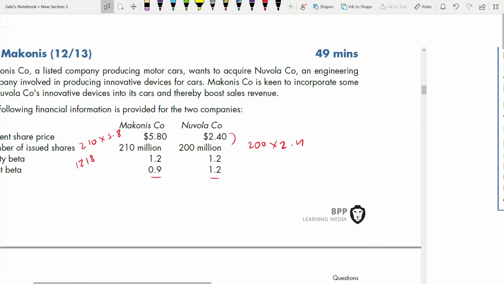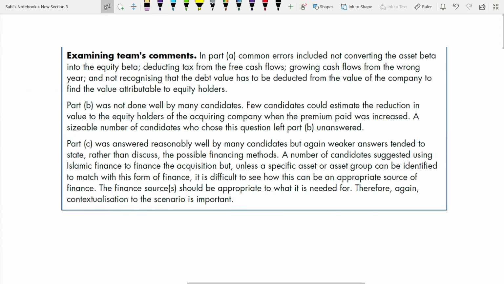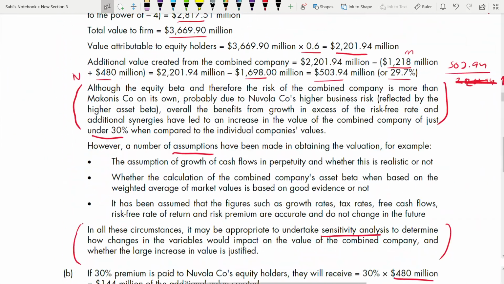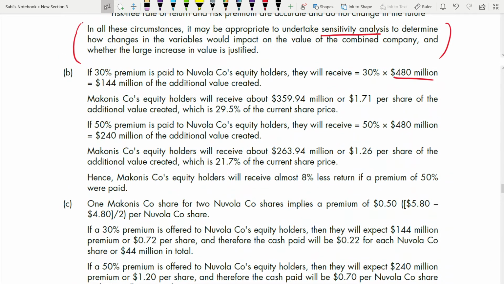It is this. If you see 200 into 480, that is the Nuvola's value on that 30% premium. So they are going to receive 144. Right? We talked about Nuvola.